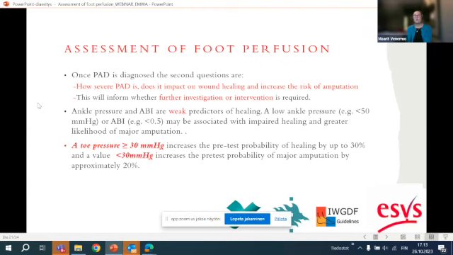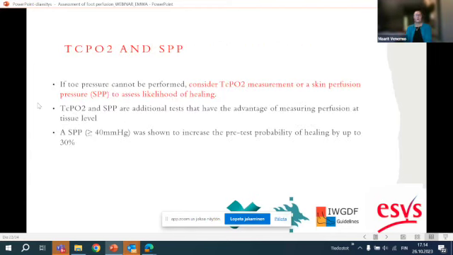A low ankle pressure, like less than 50, or ABI less than 0.5 may be associated with impaired healing and greater likelihood of major amputation. And toe pressure over 30 increases probability of healing, and less than 30 increases probability of major amputation and decreases, of course, healing. If toe pressure cannot be performed, consider TCPO2 measurement or skin perfusion pressure to assess likelihood of healing.